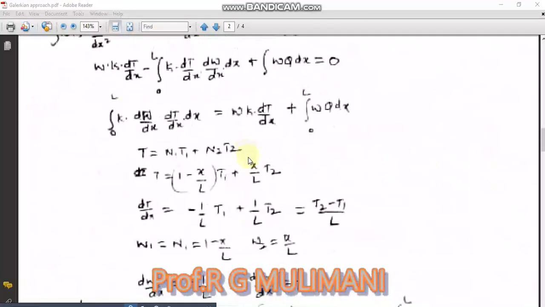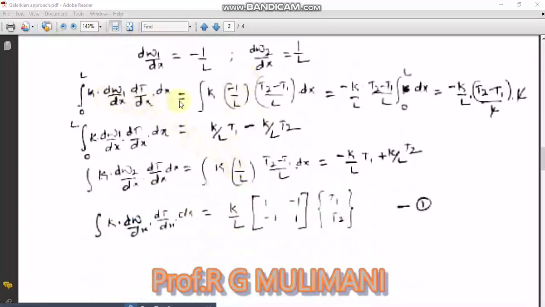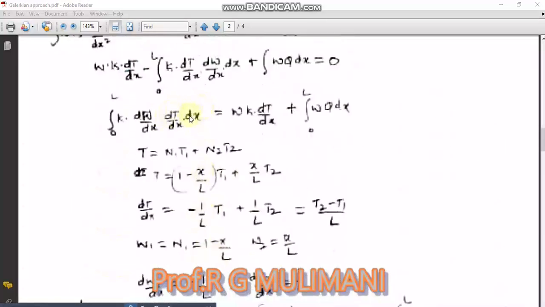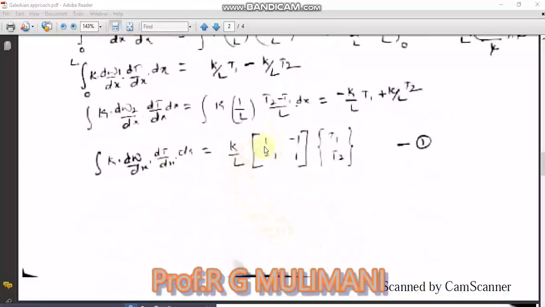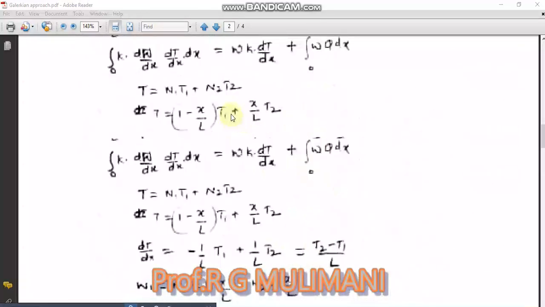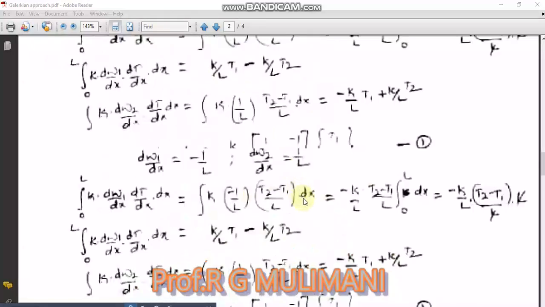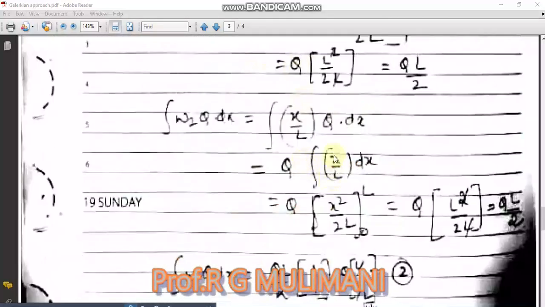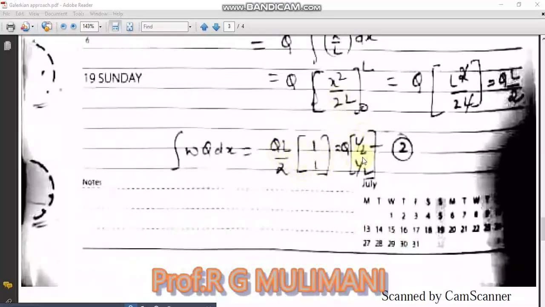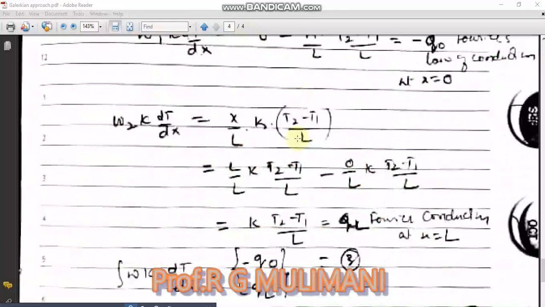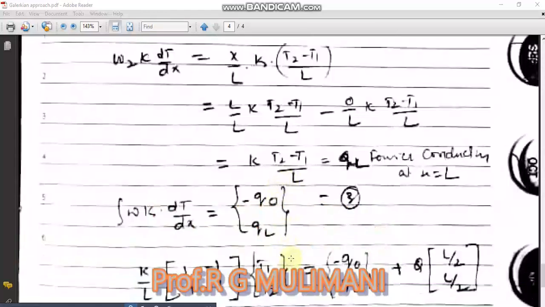Now we know all the three values from this form. Let us substitute all three values. This value is k by L [1 minus 1; minus 1 1] times [T1 T2], and the right side terms are QL by 2 [1 1], and the other term is [minus q naught; plus qL]. Here q naught is the Fourier law heat conduction at node 1, and qL is the same value at node 2 with the positive sign.